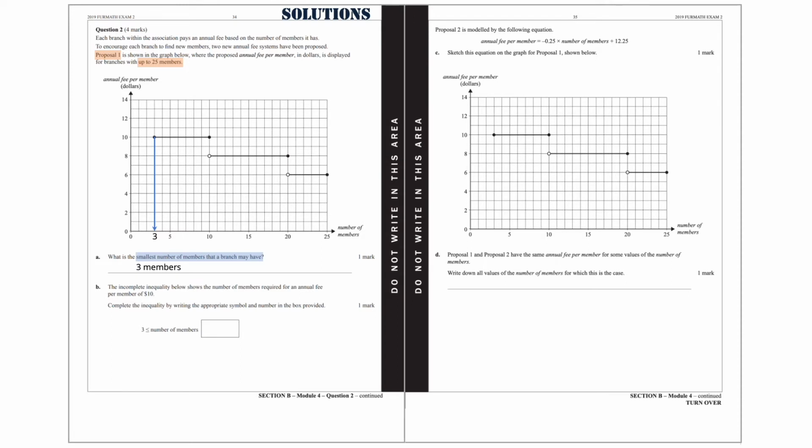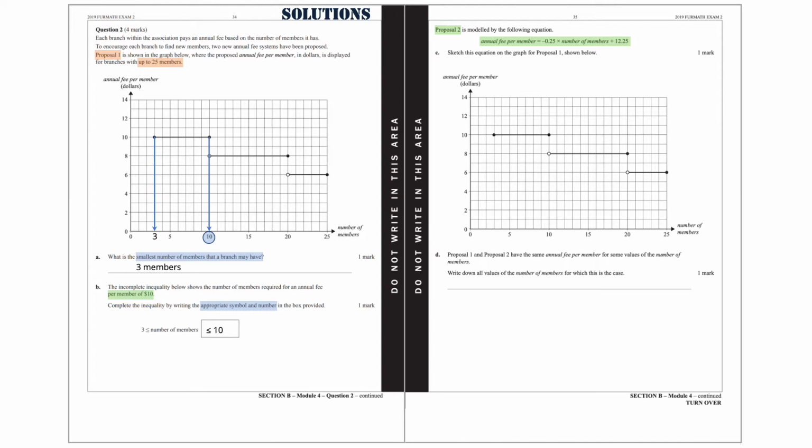Part B. The incomplete inequality below shows the number of members required for an annual fee per member of $10. Complete the inequality by writing the appropriate symbol and number in the box provided. We look at the graph again, and that number is going to be 10. Because there is a dot at the end of the interval, then we have less than or equal to 10. Proposal 2 is modeled by the following equation. Annual fee per member equals -0.25 times the number of members plus 12.25.